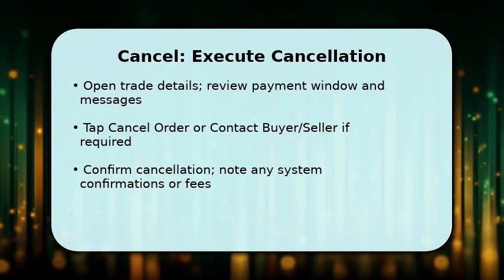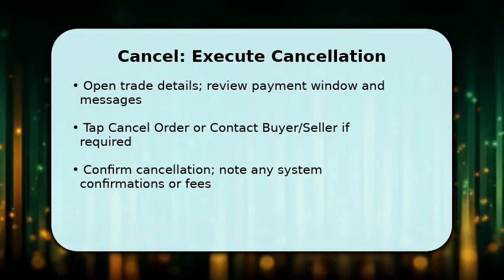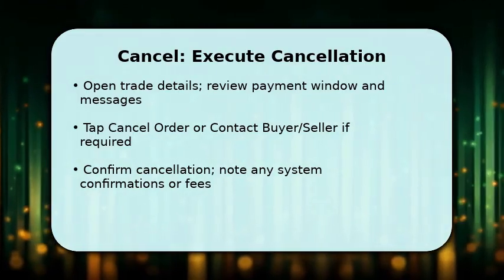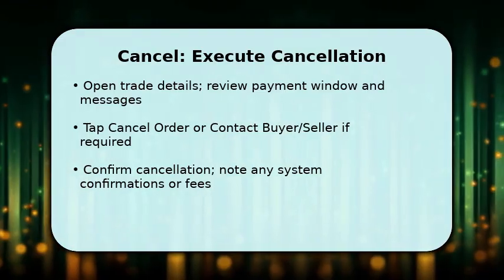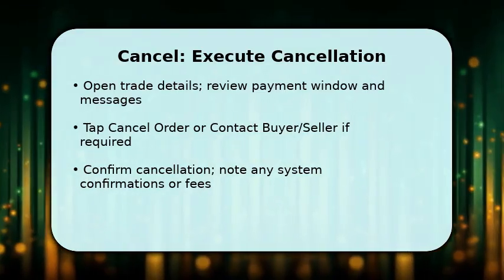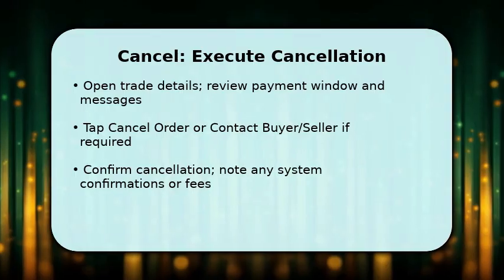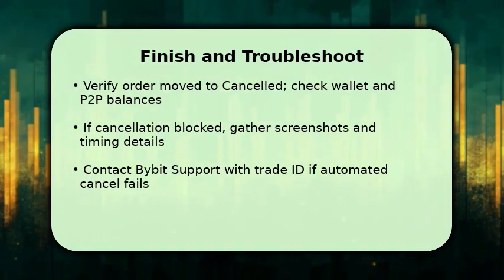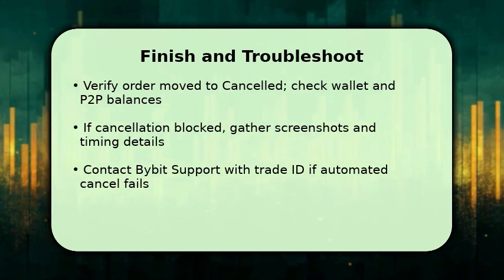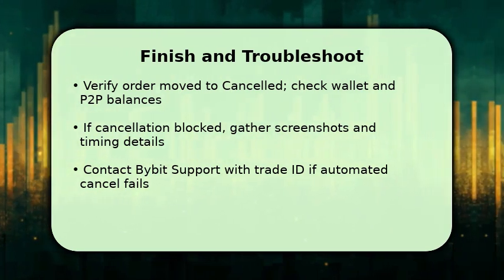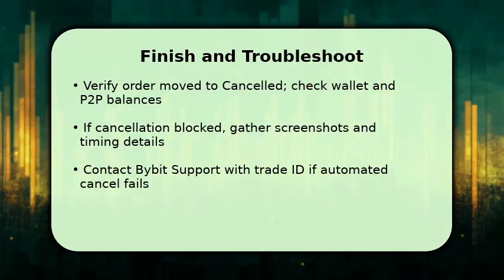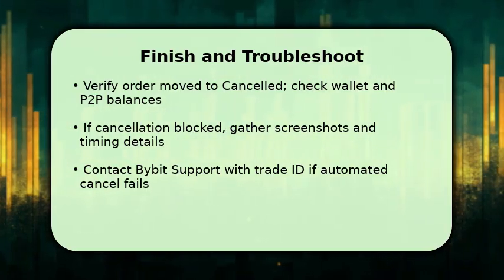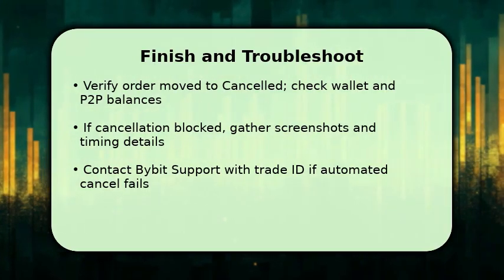Make sure to note any system confirmation ID or a small fee displayed, so you understand the final state of the order. You finish by verifying the order status shows canceled, and then check your P2P balances and wallet to confirm funds are released. If cancellation is blocked, often due to disputes or pending proof of payment, capture screenshots and note timestamps. This information speeds resolution.